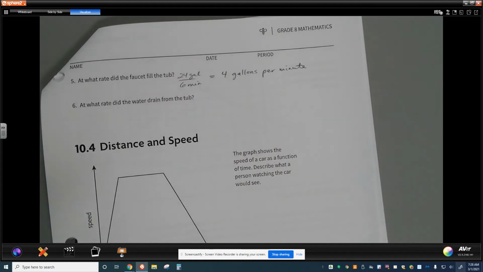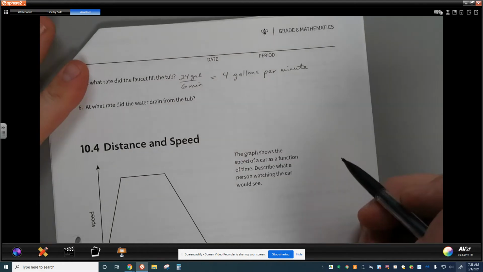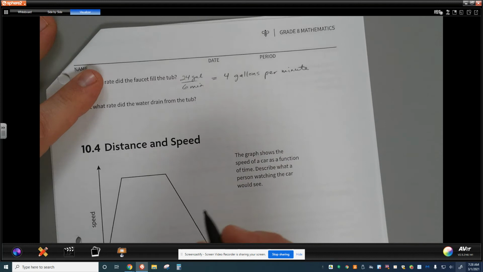Interesting piece, if that tub is filling up at 4 gallons per minute and you are one that's taking a 30-minute shower or a 30-minute bath, you're using 120 gallons of water. That's quite a bit of water. Imagine an hour. Then you can understand why your parents get mad at you.